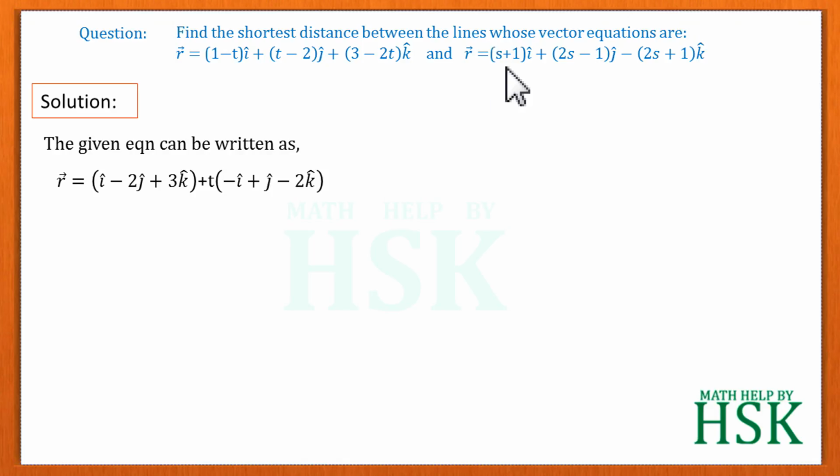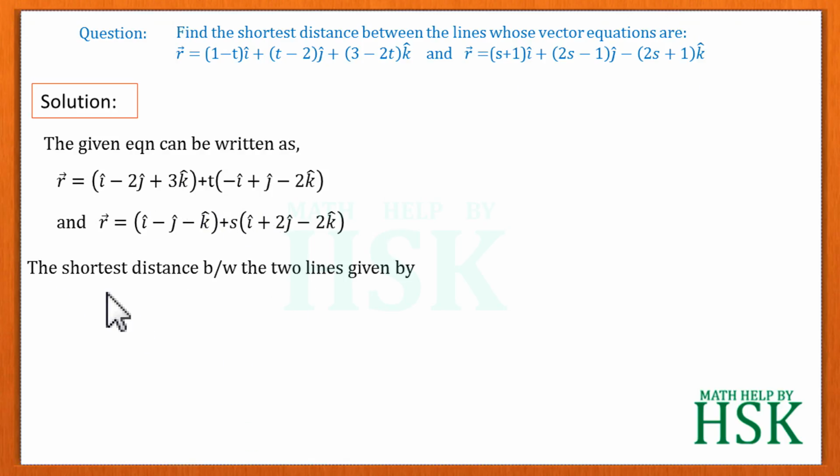Similarly, we are going to do this for the second equation to get it as i minus j minus k plus s times (i plus 2j minus 2k). Again you have to simply separate the terms which contain s and which do not contain s. So we can solve both the equations like this.